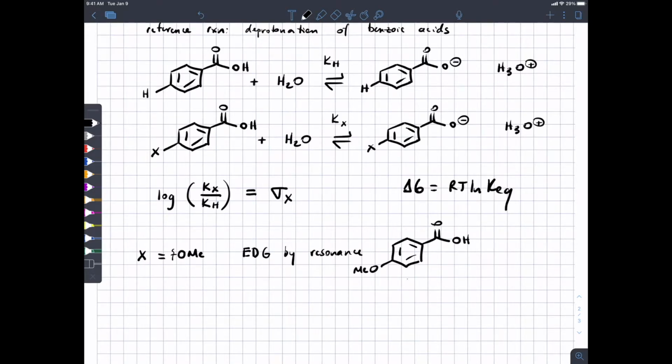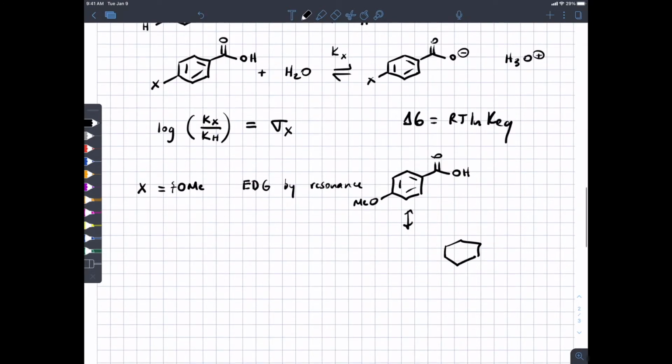I could also draw a resonance structure. Oh, what a horrible, horrible six-membered ring. Goodness. Okay, then we're just about to draw a Texas carbon, so that's embarrassing too.